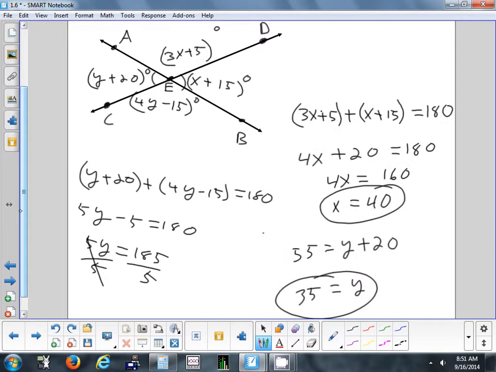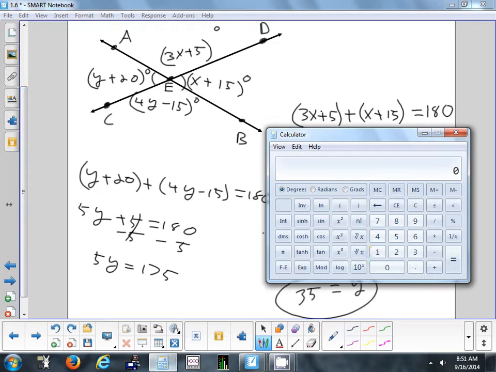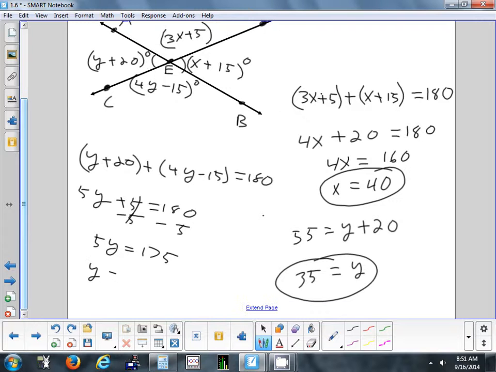Let's see, what did I do? Let me check it. y plus 20, supposed to add 4y. Oh, thank you. I made a minus instead of a plus. 20 minus 15 is plus 5. Thank you. And now we subtract 5 from each side. Minus 5, minus 5. And now 175 divided by 5. There's my 35. It's two different ways to get the same answer.